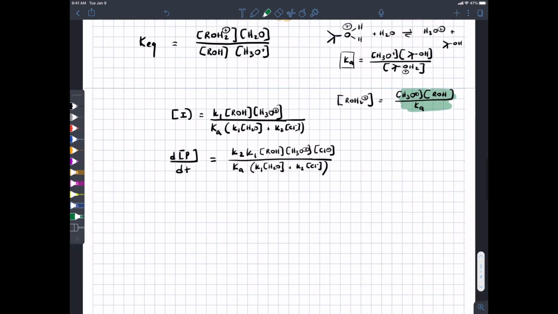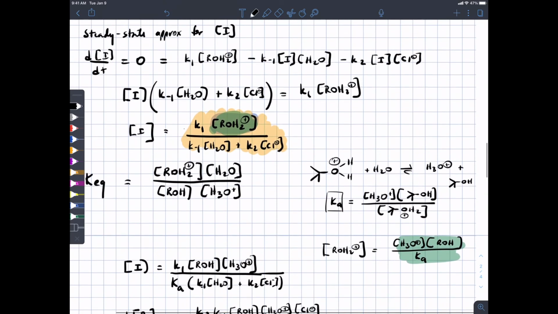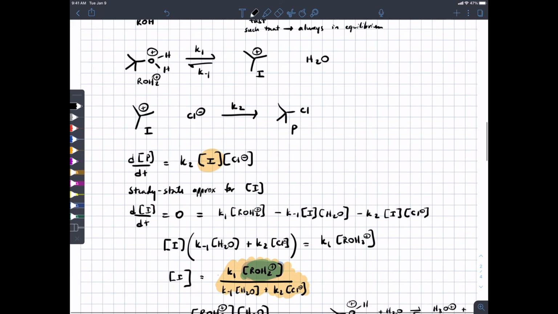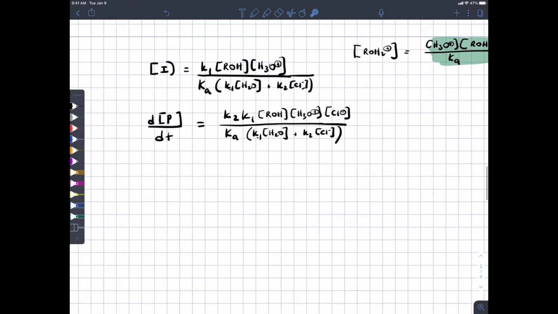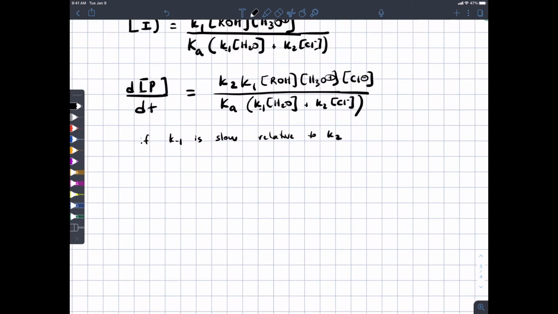So here's our more complicated rate law derived from the steady state approximation. But we can make some simplifying assumptions. If the K minus 1 reaction step, that is going back from carbocation to oxonium ion, is slow relative to K2, then the rate law would simplify.